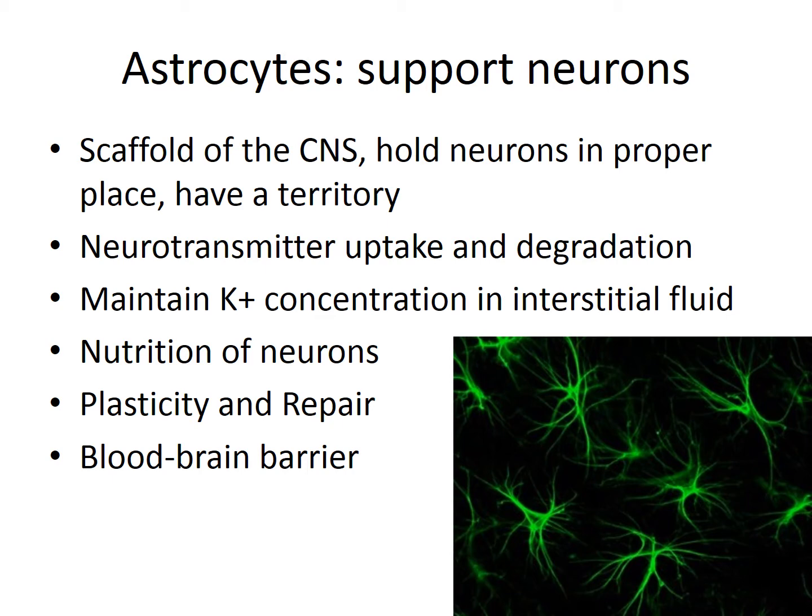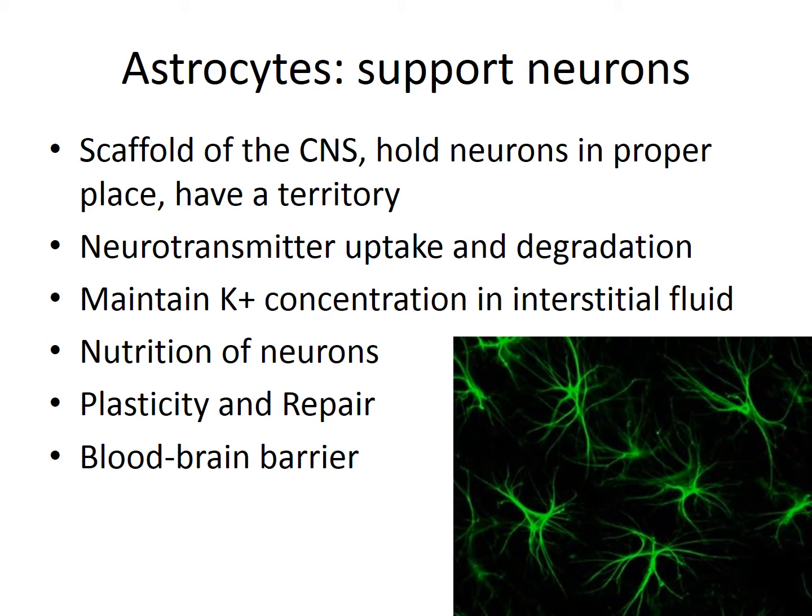However, they do a lot more. They are also involved in neurotransmitter uptake and degradation, and we mentioned them very briefly when we talked about glutamate and GABA neurotransmission, that the neurotransmitter could be removed from the synapse by astrocytes. So we'll show that again in more detail here.